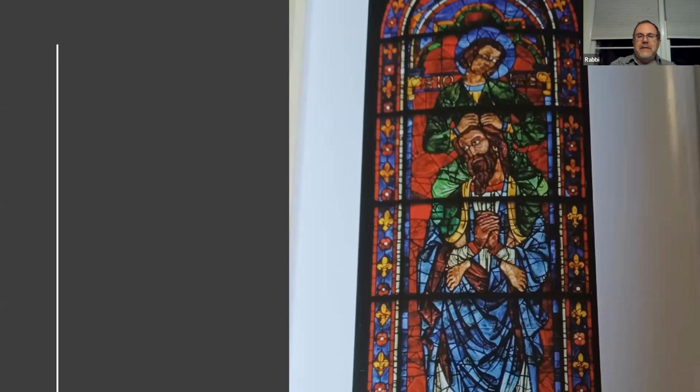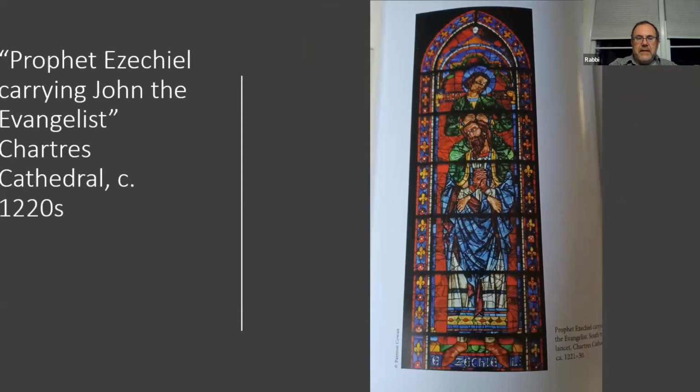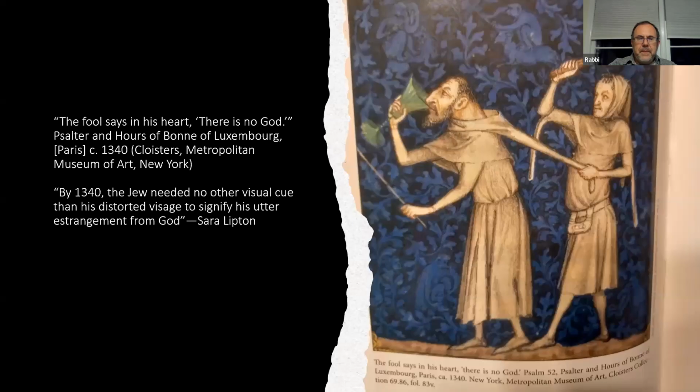Right? Again, this window here, and the cathedral is going up in the 13th century at the same time that there's the explosion of the blood libel and other types of what Gavin Langmuir called irrational violence towards Jews. Let's go to the next screen.